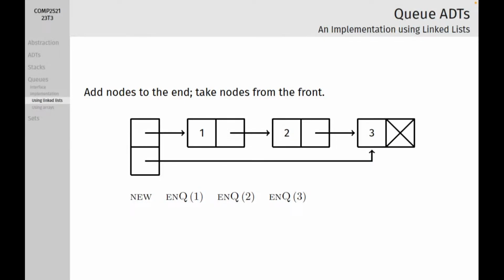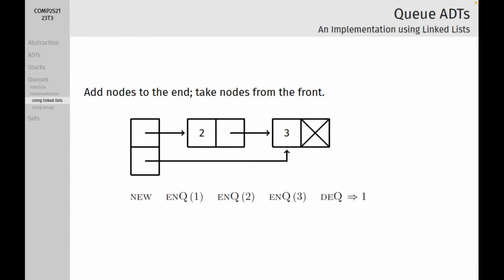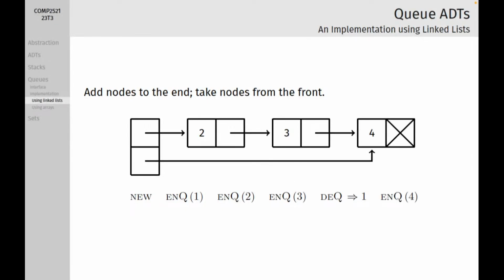Now when we dequeue from the front of the list, we remove the 1 from the front of the list. Then when we enqueue, we add to the end of the list again. So we're dequeuing things in the same order as we enqueue them.